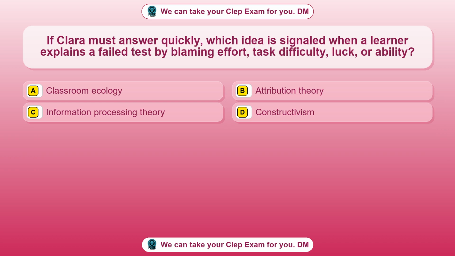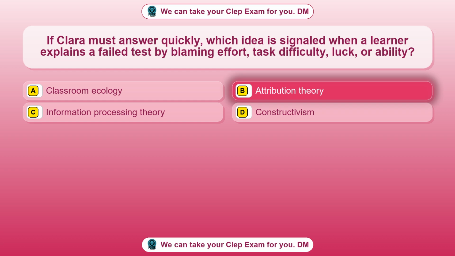Question 30. If Clara must answer quickly, which idea is signaled when a learner explains a failed test by blaming effort, task difficulty, luck, or ability? Option A, classroom ecology. Option B, attribution theory. Option C, information processing theory. Option D, constructivism. The correct answer is option B.